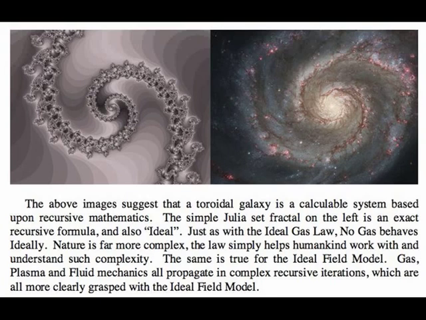Nature is far more complex. The law simply helps humankind work with and understand such complexity. The same is true for the ideal field model. Gas, plasma, and fluid mechanics all propagate in complex recursive iterations, which are all more clearly grasped with the ideal field model.